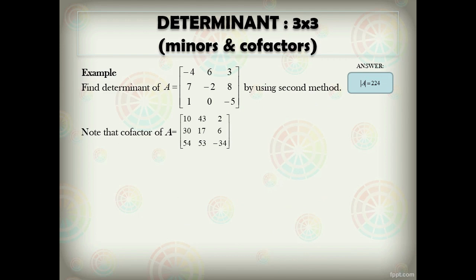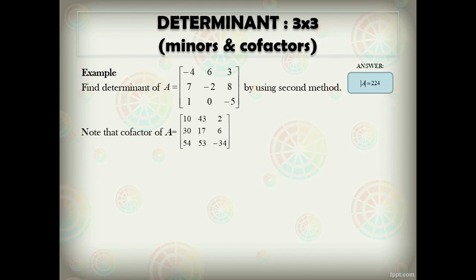Now let us apply the second method, which is by using cofactors, by expanding along the ith row or the jth column. First step, we need to determine whether we want to expand by using the row or the column. If we choose the row, which row do we want to expand? If we choose the column, which column would we like to use?